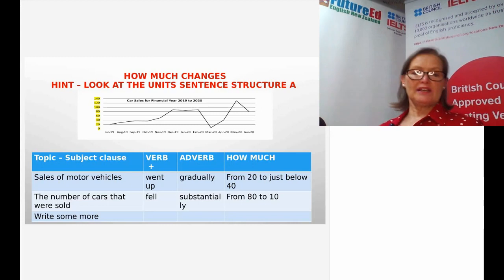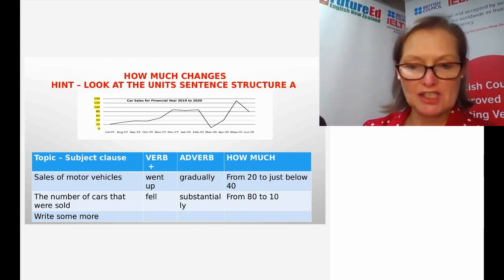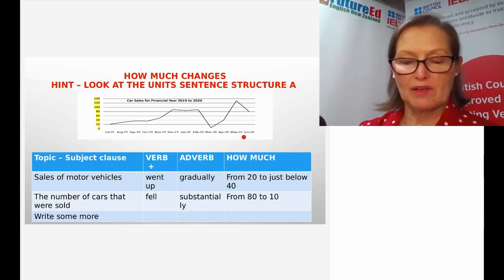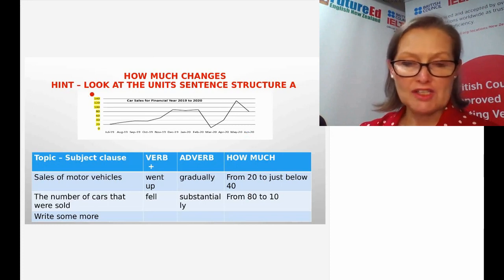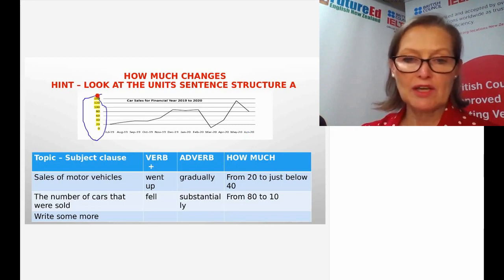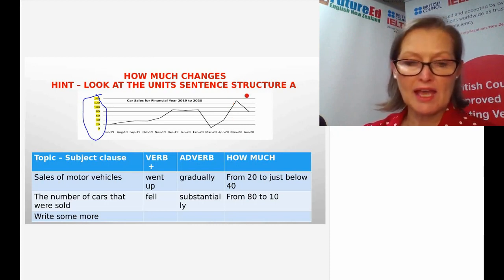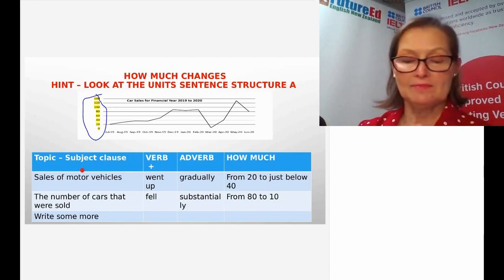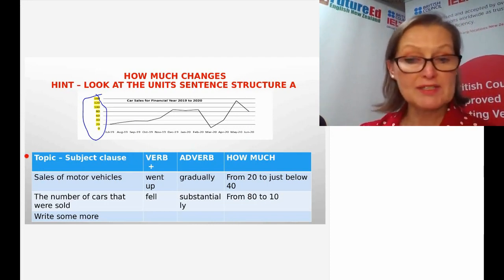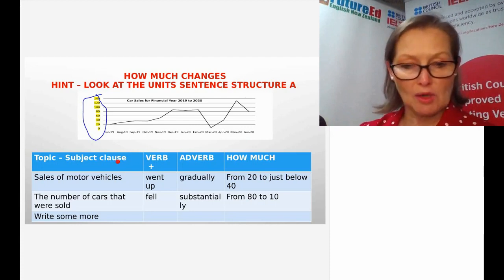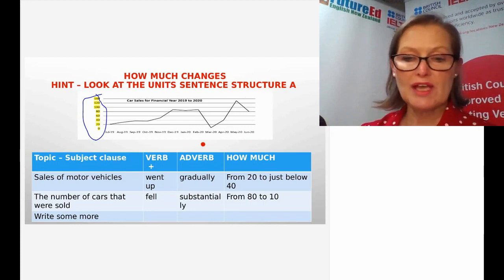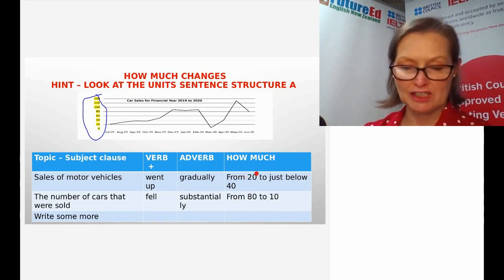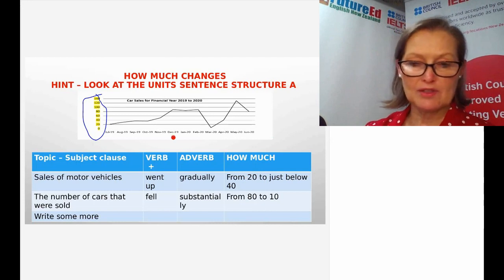So now we're going to look again at how to talk about how much the figures change. And once again, we're going to have a look at our units on the horizontal axis. And there's my subject-verb structure. Sorry, my topic subject clause, and my verb plus adverb structure. And now I'm going to add how much. So we've seen this.